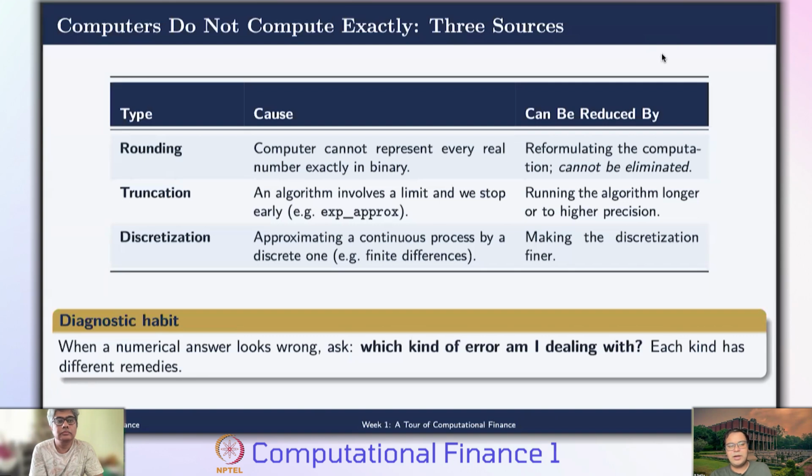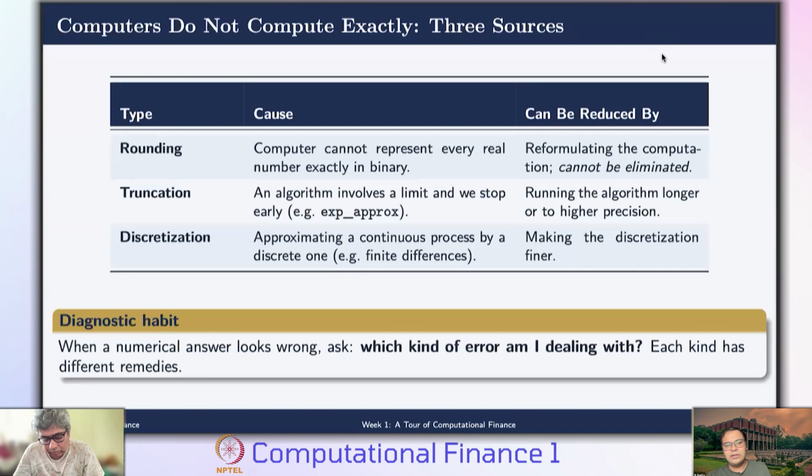Another issue that will come up, especially when we are working with continuous time processes, so stochastic processes, is that we want to take them to the computer, and so we have to discretize them. We'll see some of it later when we are discussing stochastic processes. The answer is fairly straightforward, which is to make the discretization finer. Rather than picking points very far apart, you choose finer points.